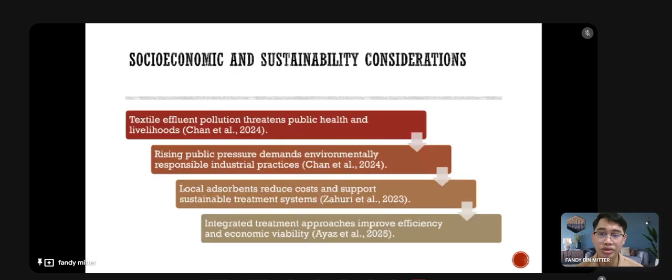Let's take a look at the socio-economic and sustainability consideration. So the textile effluent pollution threatens public health and livelihood. Also, the rising public pressure demands environmentally responsible industry practice. So local adsorbents reduce cost and support sustainable treatment systems. And also an integrated treatment approach will help to improve efficiency and also economic viability.